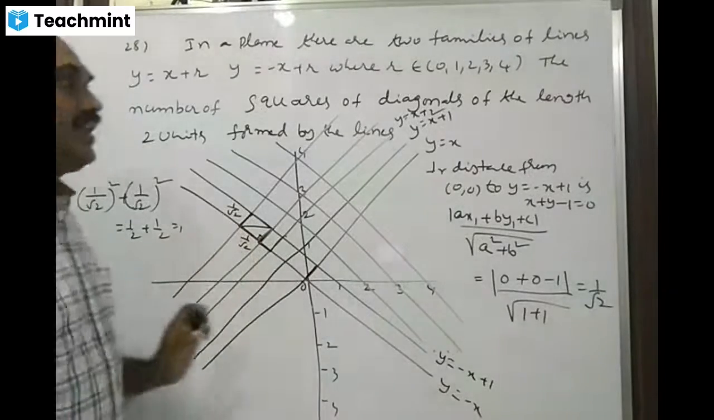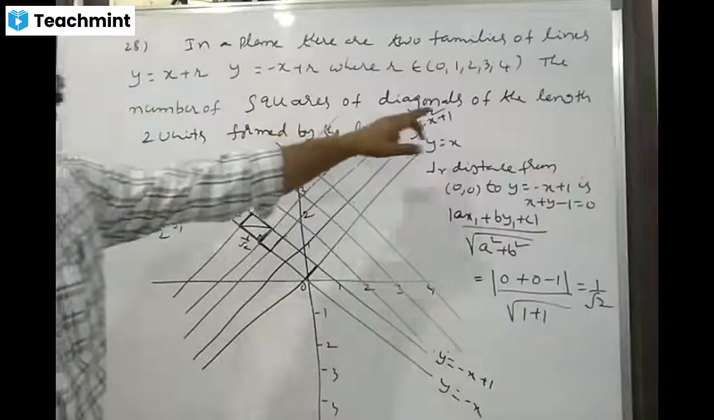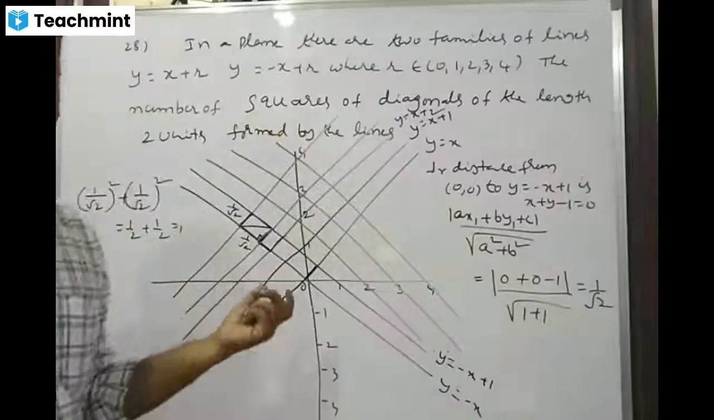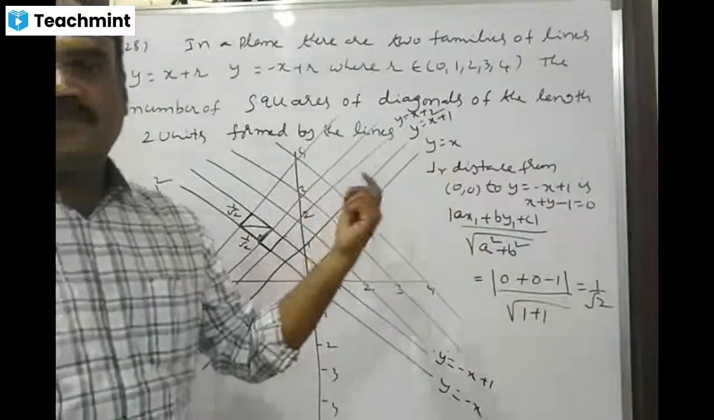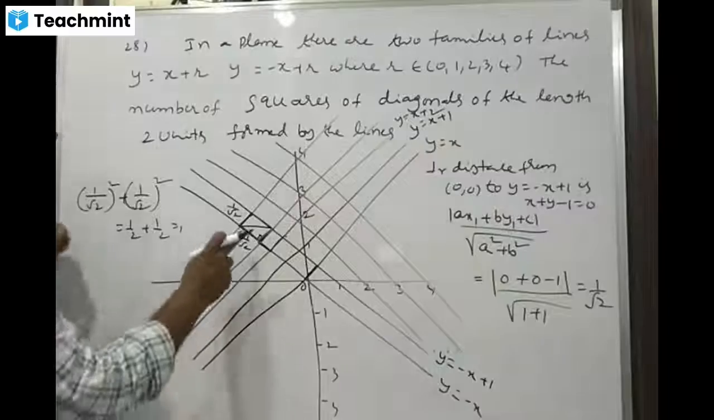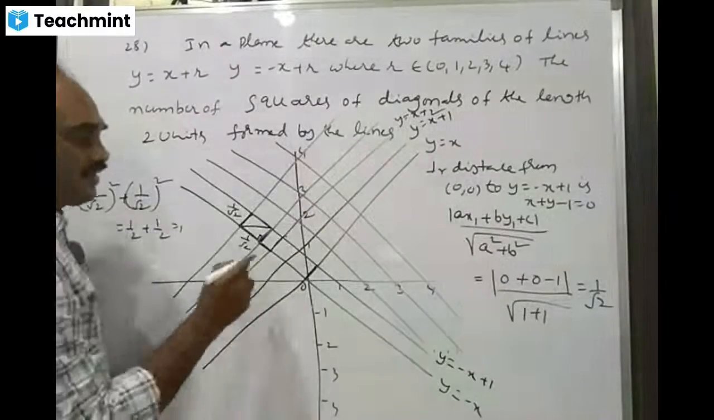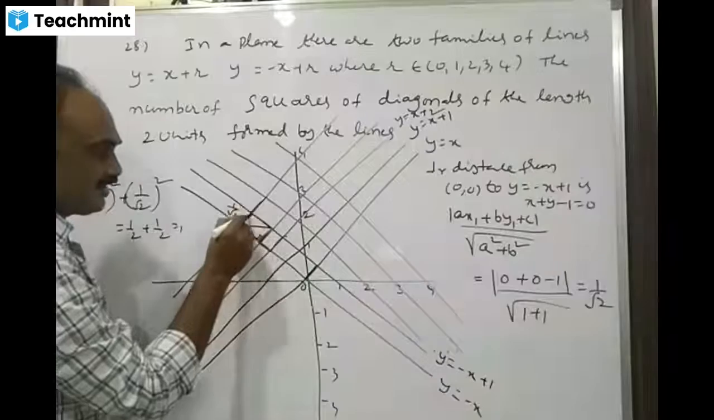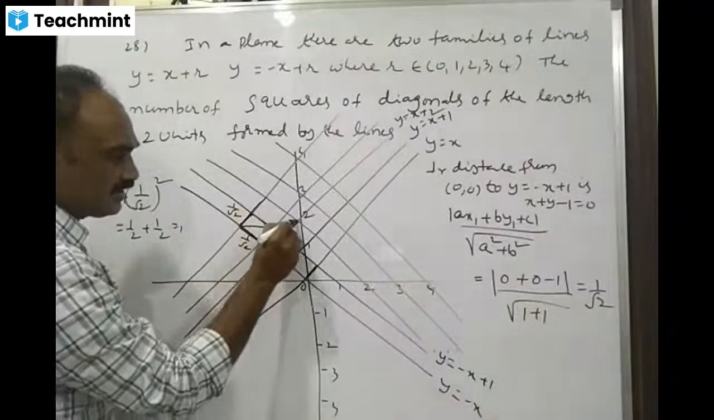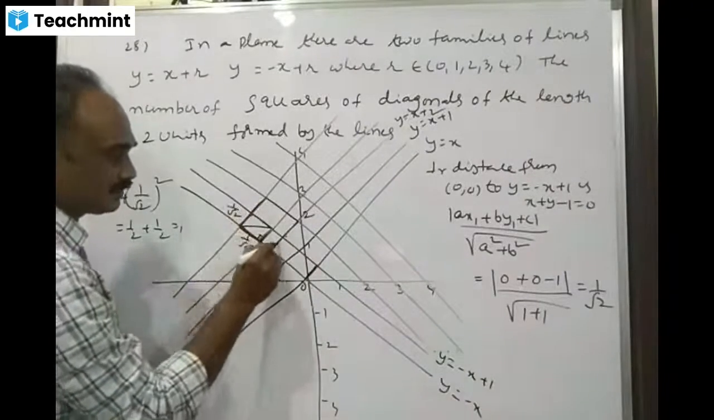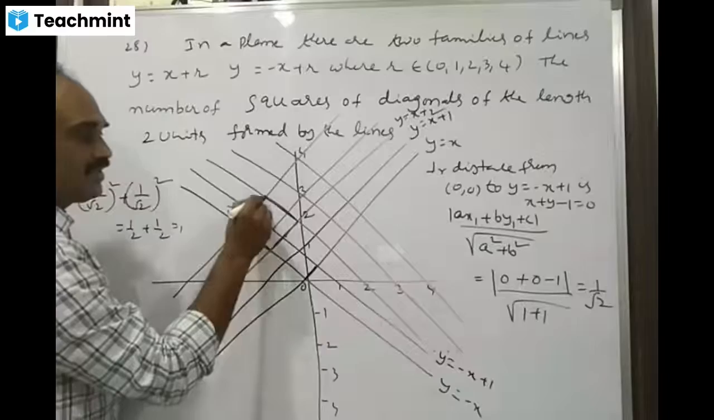But here, calculate squares with diagonal length 2, friends. So here the diagonal length is 2, and this small square has diagonal length 1. Diagonal length 2 means we calculate this type of square. This type of squares here.